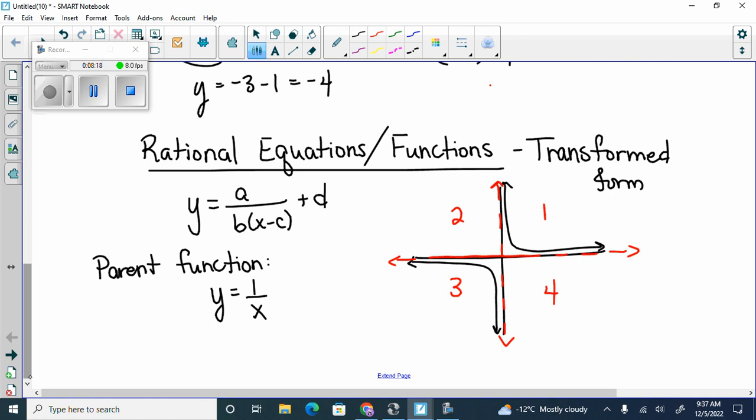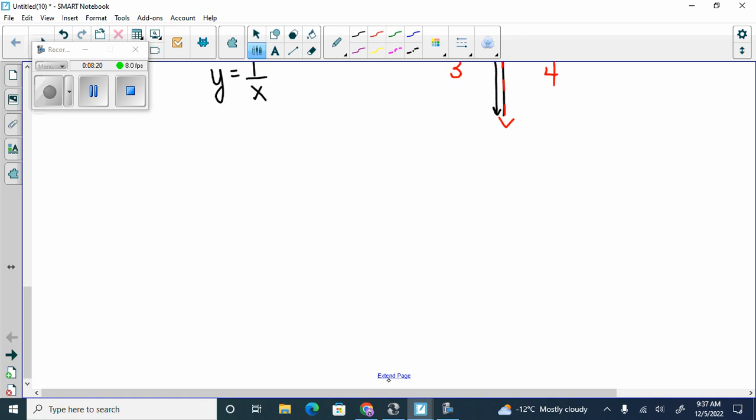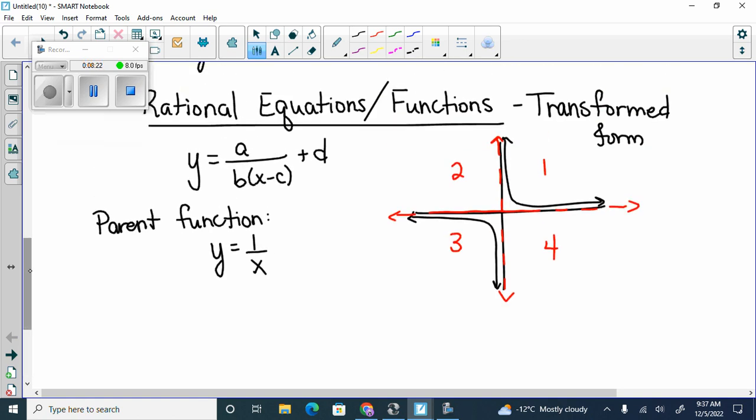Okay, what if I give you this? So my domain of this would still be x can't equal 0, y can't equal 0, right? That's the same as it was before. But say I give you this.